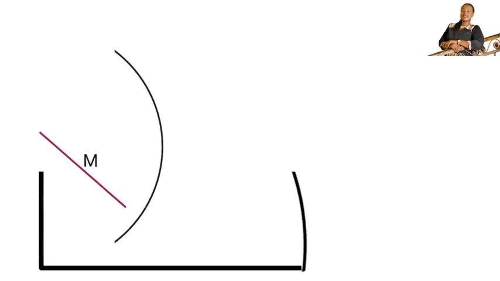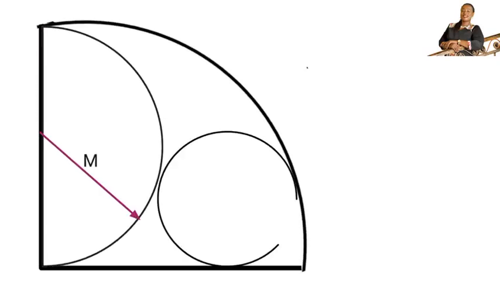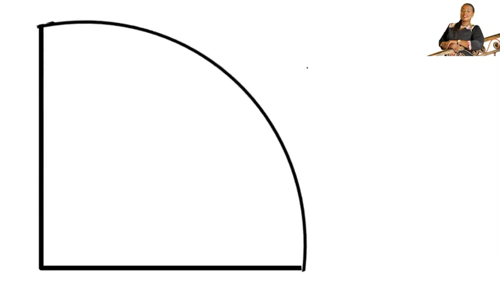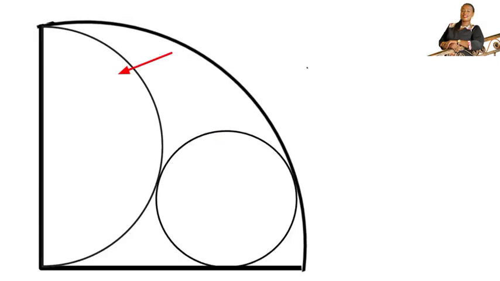This is an interesting geometric problem that will truly challenge your thinking, and the solution will leave you in a maze. We have a quarter circle. Inside, we have a semicircle and a circle like this. The circle and the semicircle are touching each other externally at this point, and this circle is touching the quarter circle internally at this point.